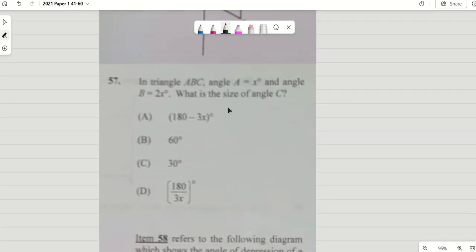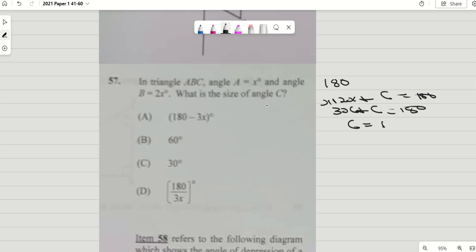Number 57. In a triangle ABC, angle A is X degrees, angle B is 2X. What is the size of angle C? We know that triangle ABC is 180 degrees. If you were to add up X plus 2X plus angle C, it equals 180. So that's 3X plus C equals 180. So C equals 180 minus 3X. We carry across the plus 3X. So your answer is E.